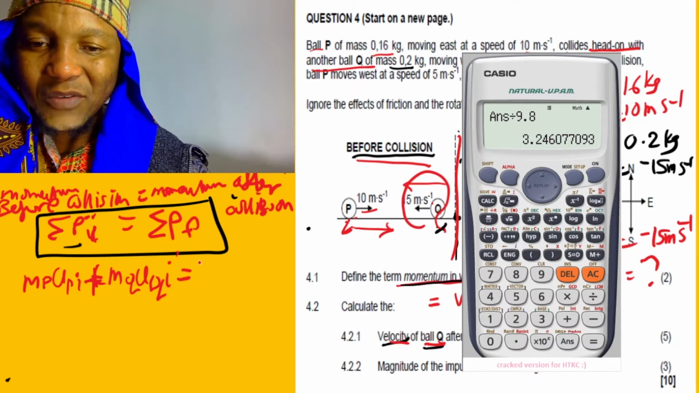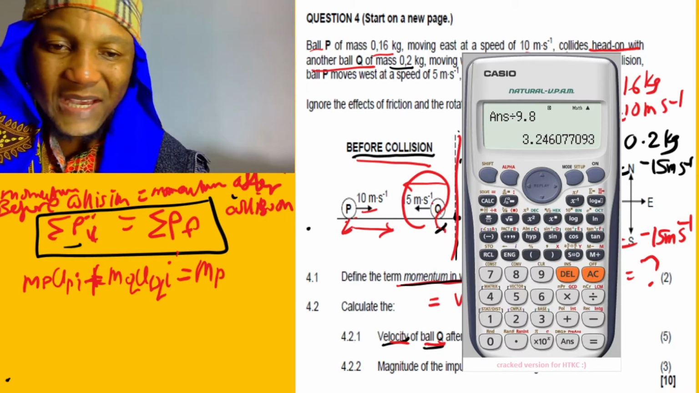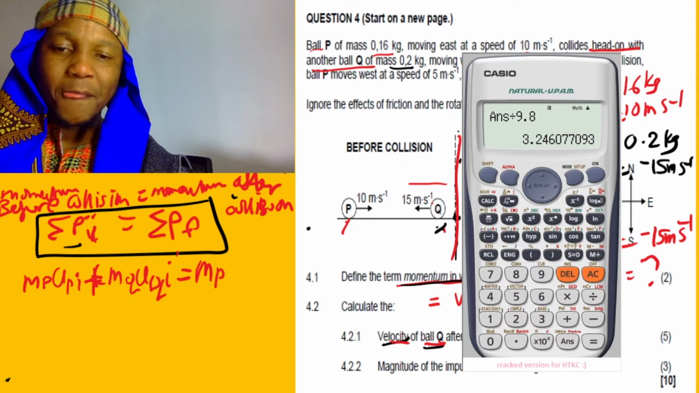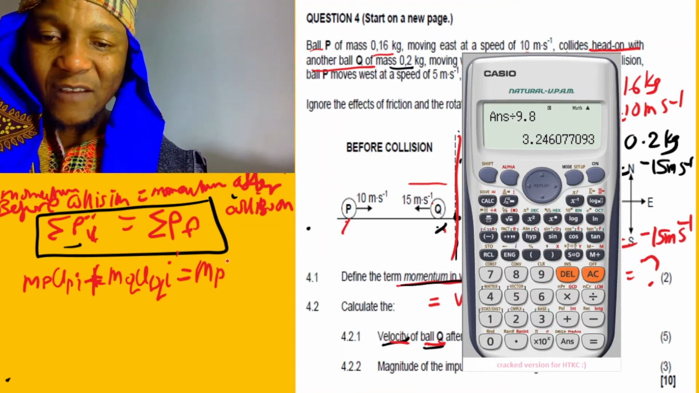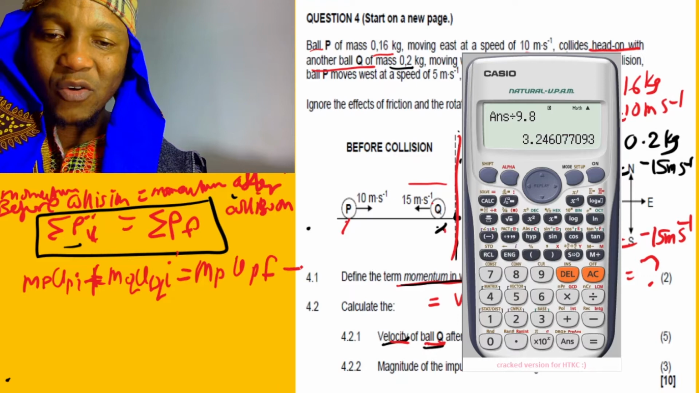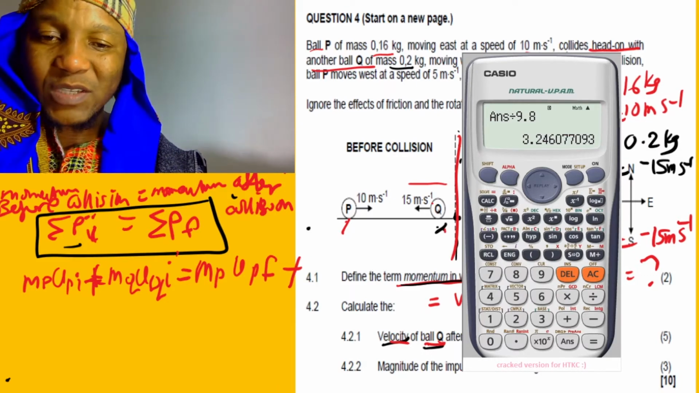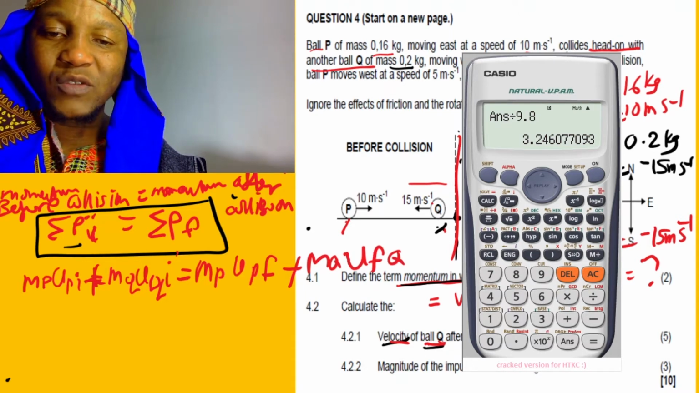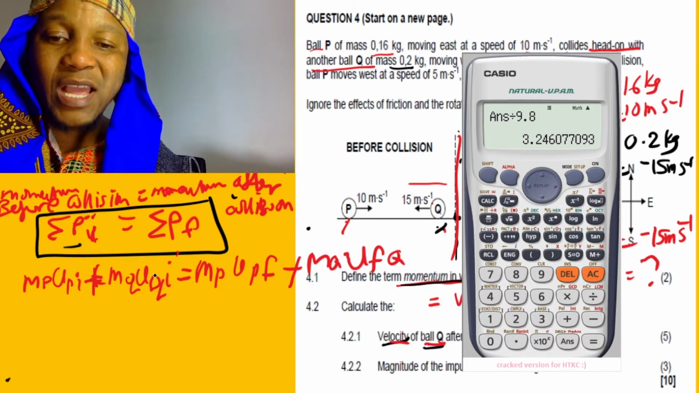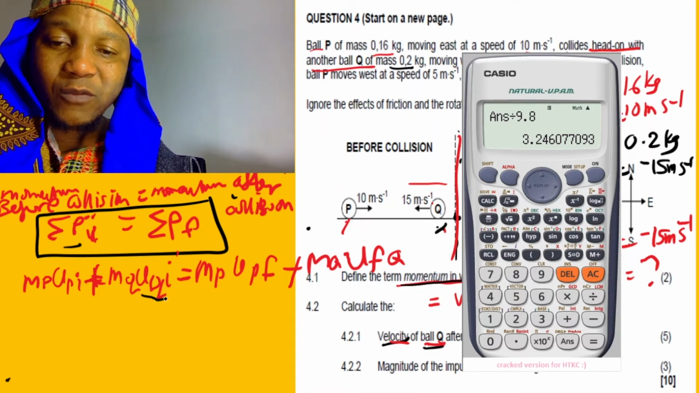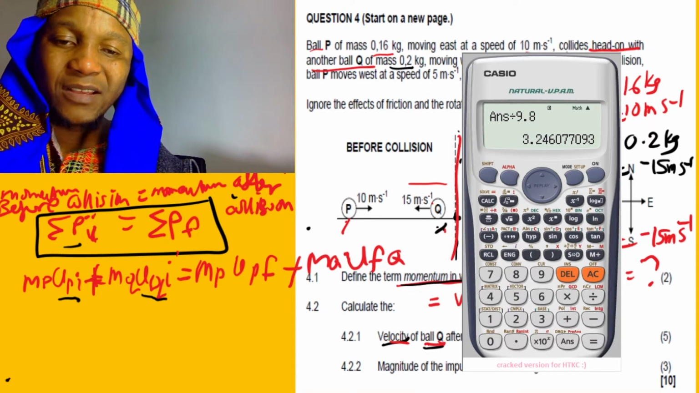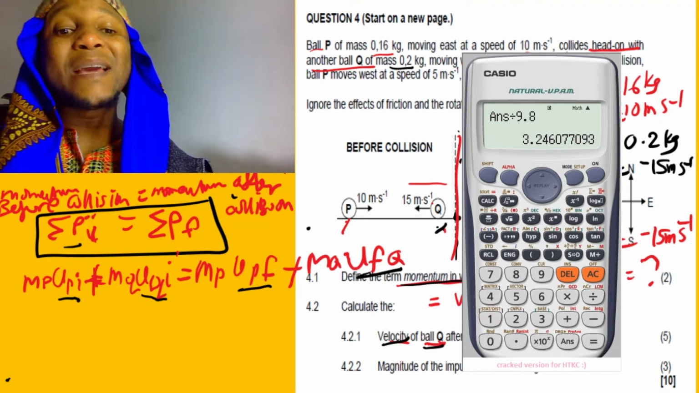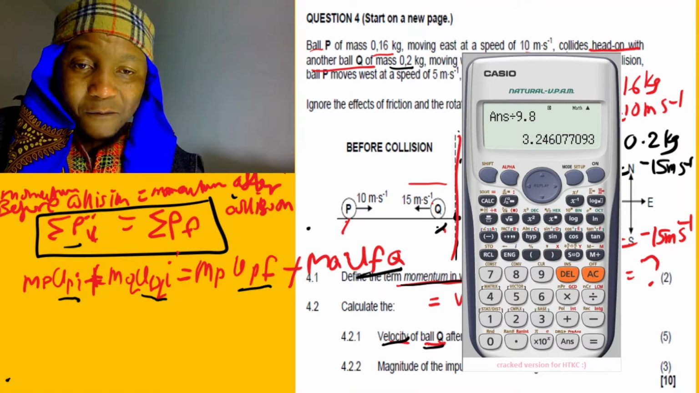We do the same thing, but now we deal with after collision. Mass of P times velocity of P final, plus mass of Q times velocity final of Q. See, now we deal with the final velocities because it is after collision, but here it was velocity of Q initial. Because after they collide, they move with a different velocity. You see what I'm saying?